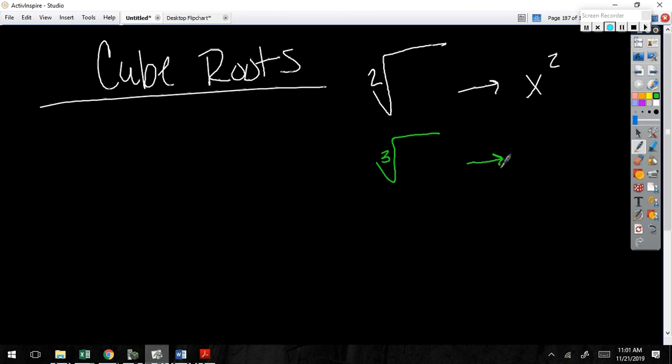And what do you think it's the inverse of? X cubed. Okay? It makes sense, right? So graphically, this is a parabola, and this is on its side, right? And we restrict it because we can't have a negative under that radical. What does the graph of x cubed look like?